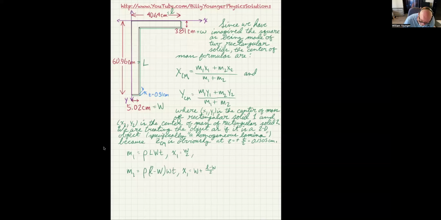Now, the center of mass in the y direction for the leftmost rectangle, remember that rectangle goes from here to here. So what I want to do is go down half of L. Notice the x-axis is right here, so that's y equals 0. Dead center would be L over 2. So I'm going to say y1 is equal to L over 2. That's easy peasy. Now, I also have to figure out what y2 is for the other rectangle.